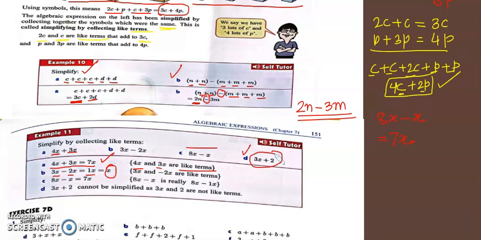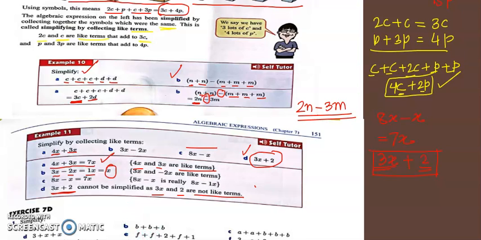And what about this example? 3x plus 2. Let me explain. This is one term and this is the other term. Both of them are unlike terms, so we cannot add them. Our answer will be just 3x plus 2. 3x plus 2 cannot be simplified as 3x and 2 are not like terms.